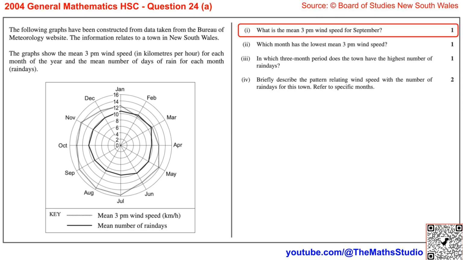Question 24, Part A. The following graphs have been constructed from data taken from the Bureau of Meteorology website. The information relates to a town in New South Wales. The graphs show the mean 3 p.m. wind speed in kilometres per hour for each month of the year and the mean number of days of rain for each month, rain days.